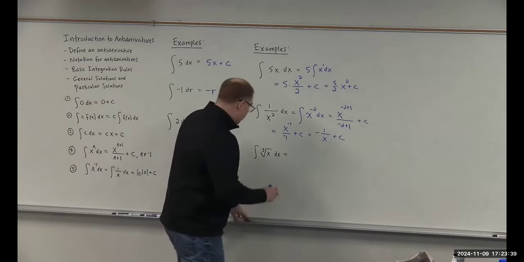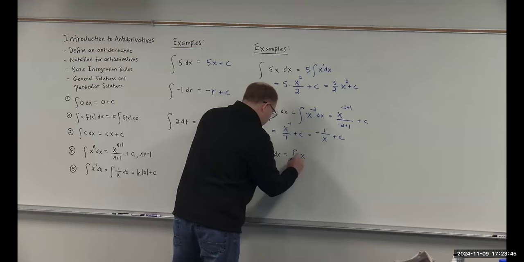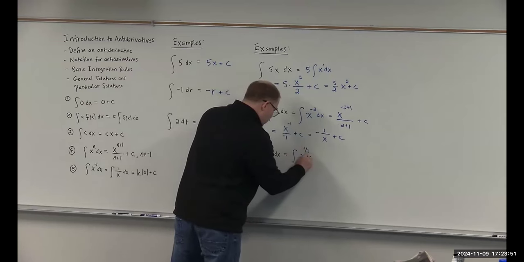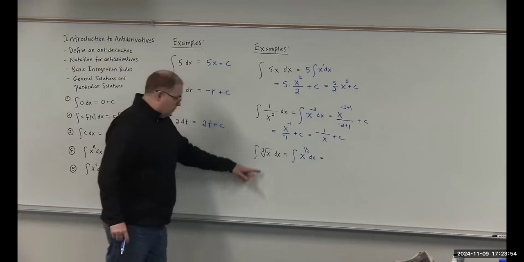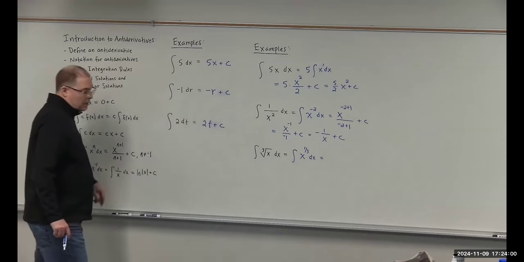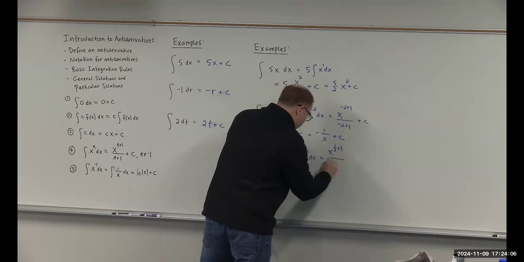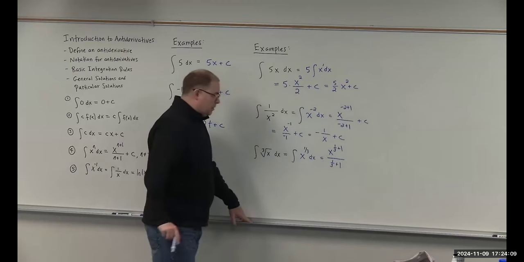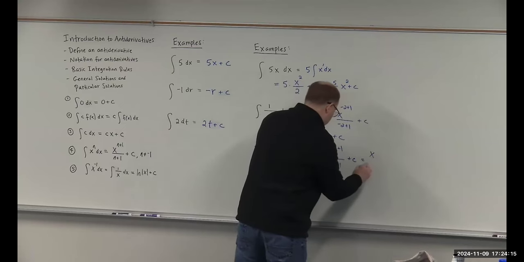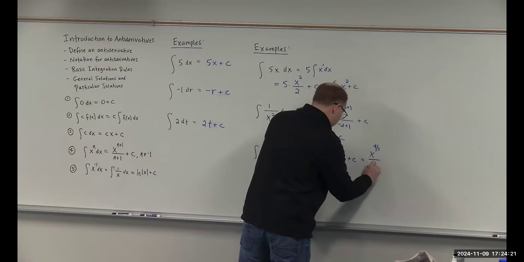Okay, the third one. Okay, we need to also rewrite this. This is going to be equivalent to the integral of x to the 1/3 dx. So that can be expressed in terms of our fractional power. And then now we apply our power rule. We're going to get x to the 1/3 plus 1, divided by 1/3 plus 1, and then add on a c. We simplify this. This is going to give us x to the 4/3 divided by 4 over 3.